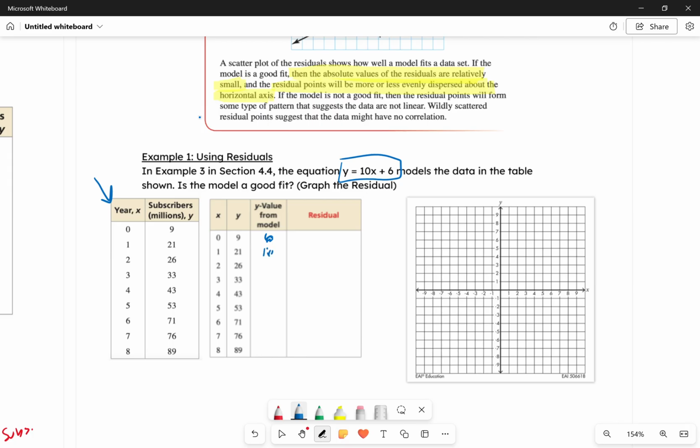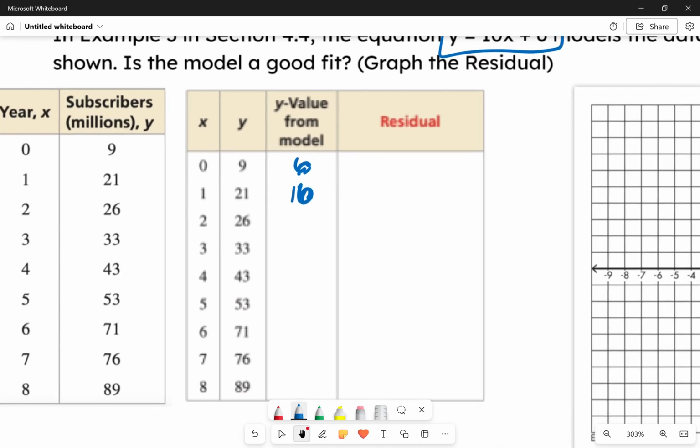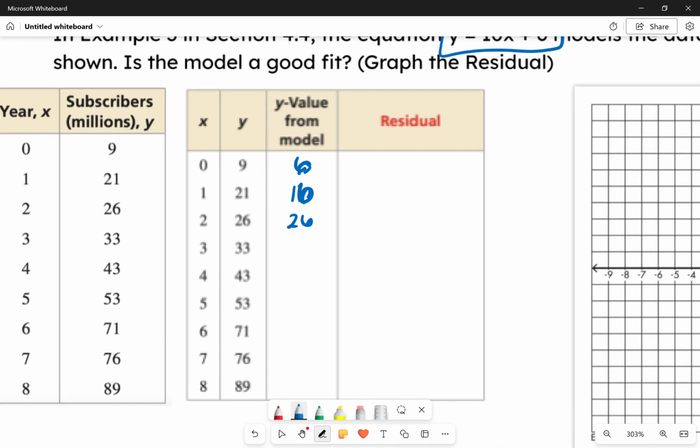Okay, so what we should notice here is that the y value from the model is just going to increase by 10 each time. So this should be 26, this should be 36, this should be 46. Oh man, I didn't realize how blurry this picture was until just now. Okay, but you get the point here. Okay, so this should be 66, 76, and 86.